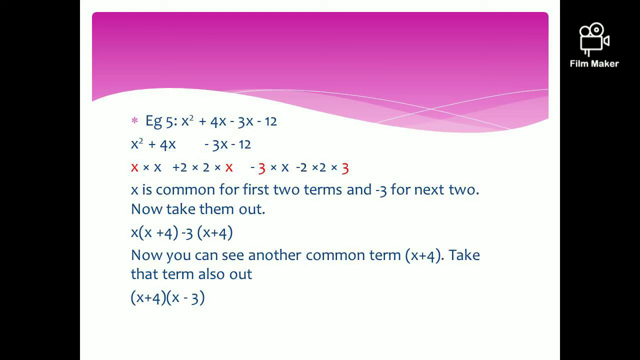From the first 2 terms you can see x is common, and from the second 2 terms minus 3 is common. If you take x out from the first 2 terms, it turns into x times of x plus 4, and if you take minus 3 out from the second 2 terms, it turns into minus 3 times of x plus 4. Now x plus 4 becomes common again. Therefore you can write x plus 4 times of x minus 3 as the complete factorized form of x squared plus 4x minus 3x minus 12.